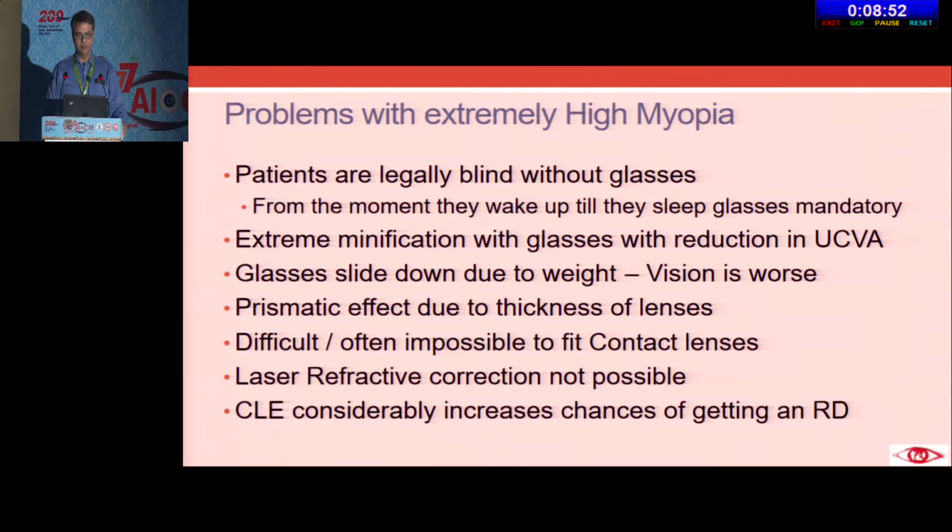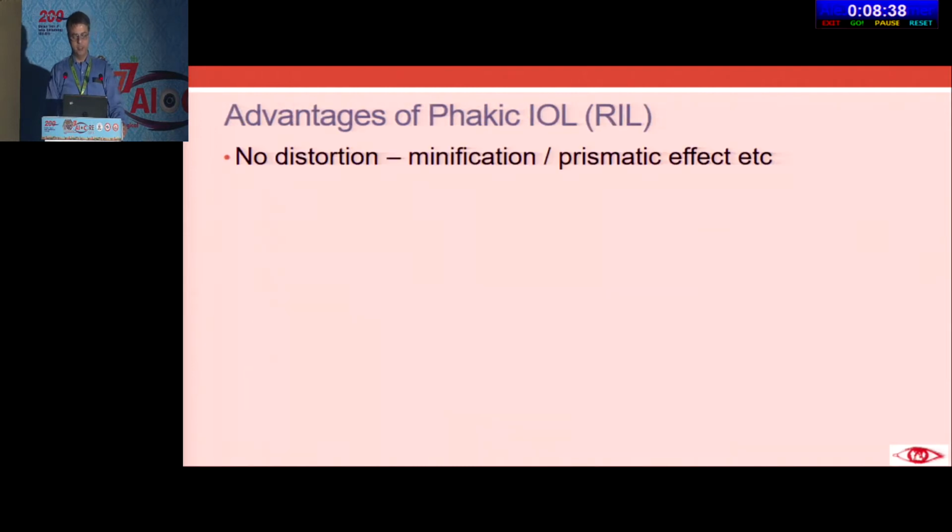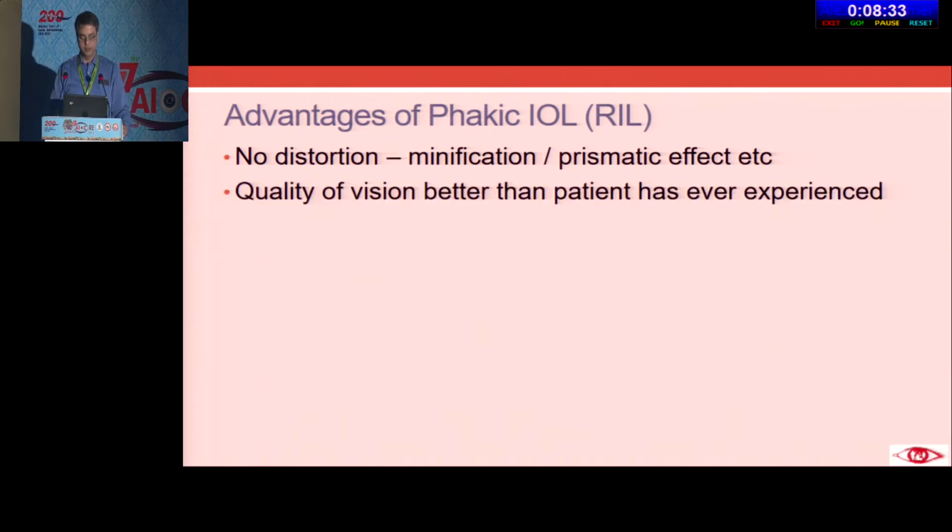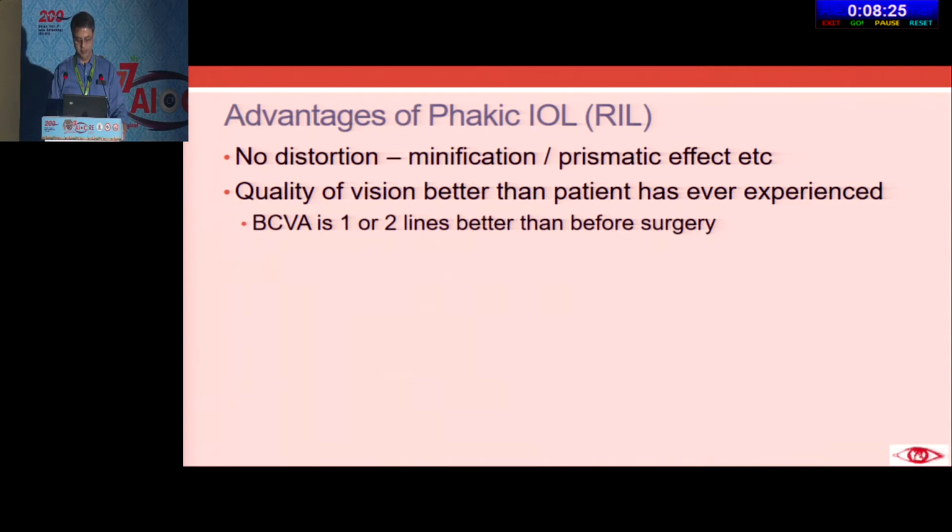And if we think of doing a clear lens extraction, then the chance of getting an RD in these extremely high myopes is very high, because there's so much vitreous movement following removal of the clear lens. And the advantage with ICL is that there is no distortion or minification, no prismatic effect. Quality vision is the best that they've ever seen, almost from childhood, and they're so happy after that. And the BCVA is considerably better, like in this case, it was much more than even 1 or 2 lines. And as you saw in the surgery, it's pretty easily performed, and it's reversible.